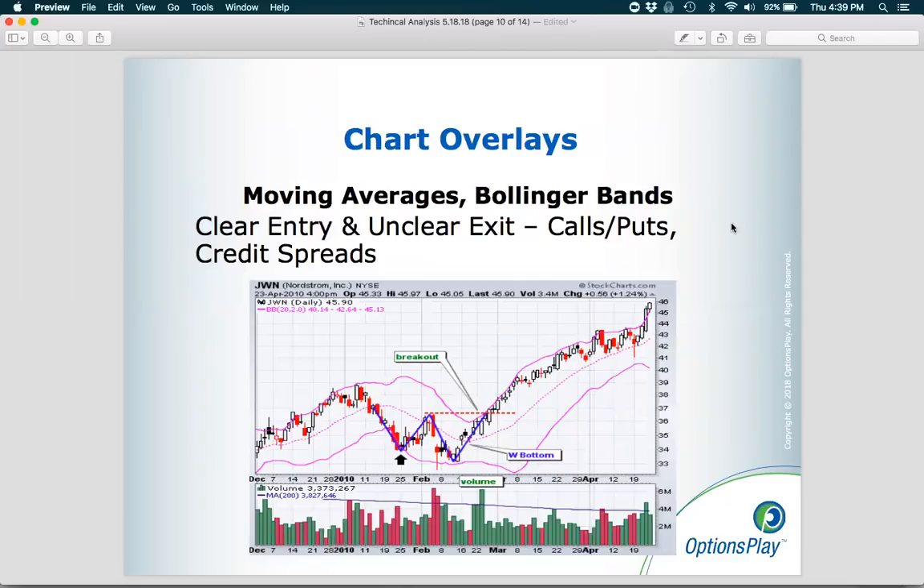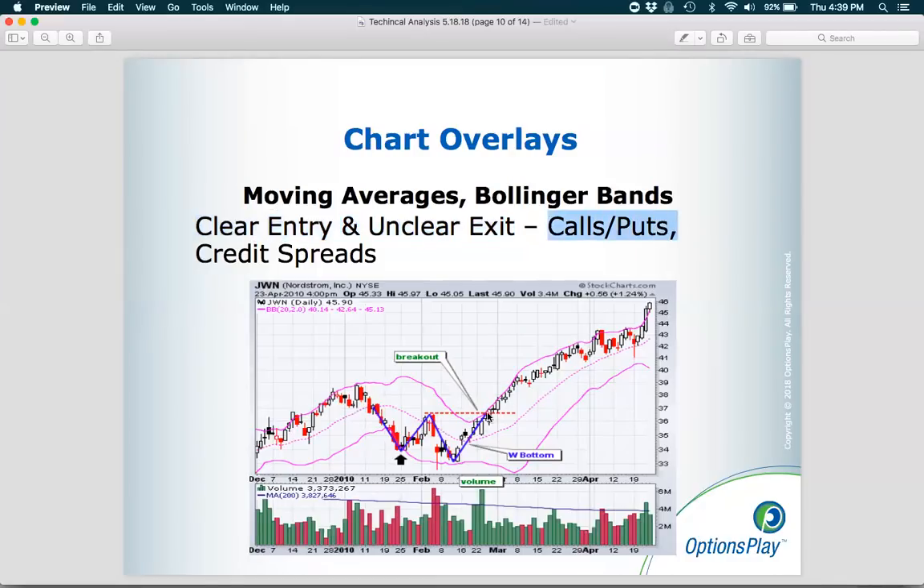Next, let's take a look at chart overlays. This is very popular because many of you are familiar with overlays, like moving averages, which is probably by far the most popular and the one that most people are familiar with. Other ones like Bollinger Bands, Keltner channels, those types of indicators that are overlaid on the price chart. These types of indicators typically have a clear entry, but they don't really have a clear target price or an exit price. So with that, you generally will trade stuff like calls or puts.